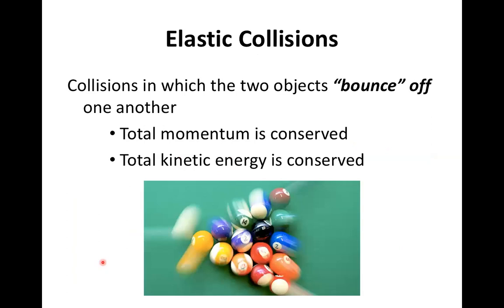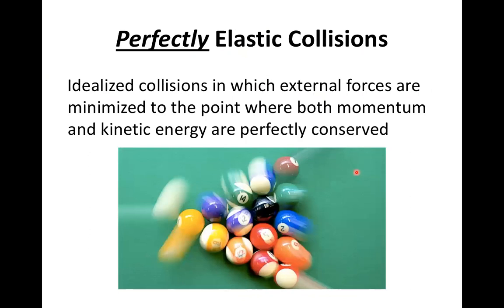To further characterize these different types of collisions, an elastic collision is a collision in which two objects bounce off one another. In elastic collisions, the total momentum is conserved and total kinetic energy is conserved. Specifically, perfectly elastic collisions are idealized collisions in which external forces are minimized to the point where both momentum and kinetic energy are perfectly conserved. So technically, when we say elastic, we mean perfectly elastic.